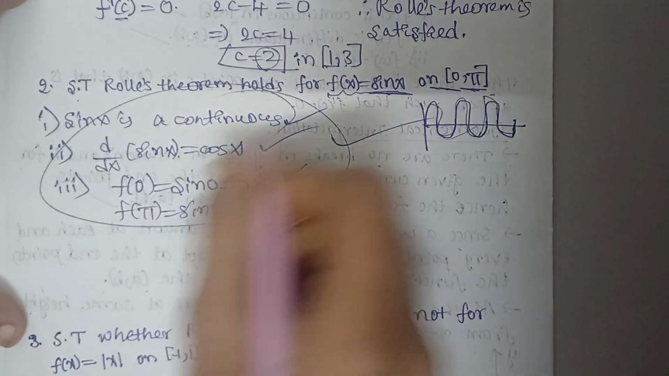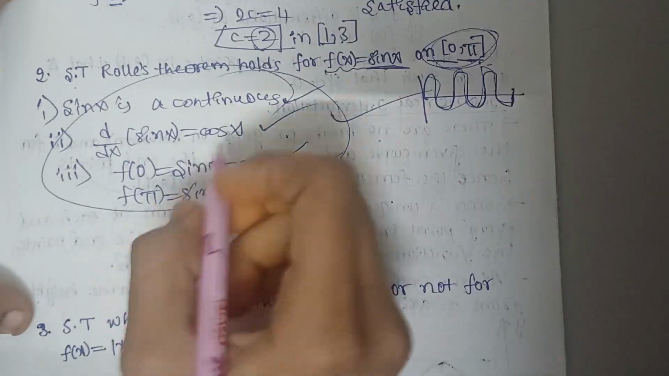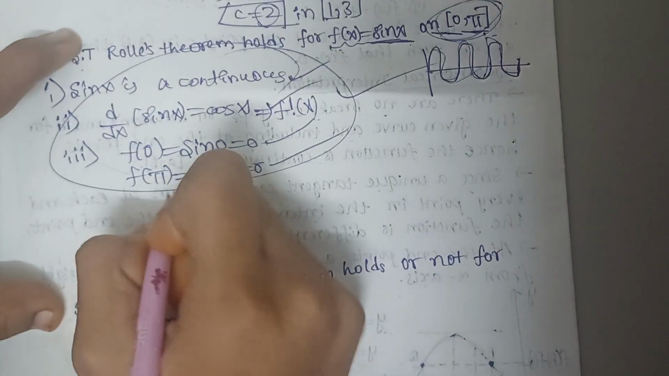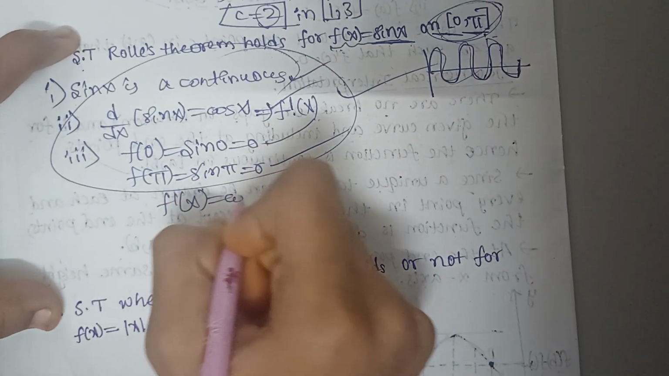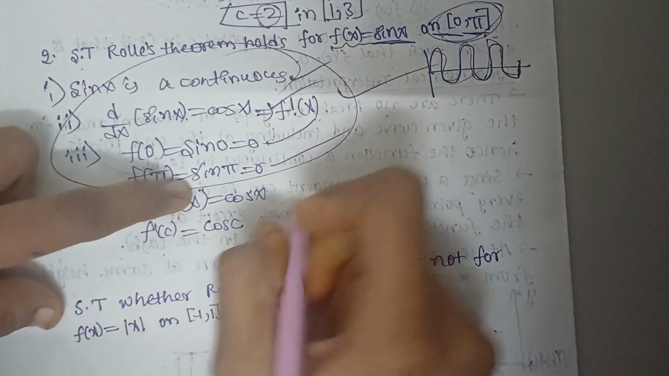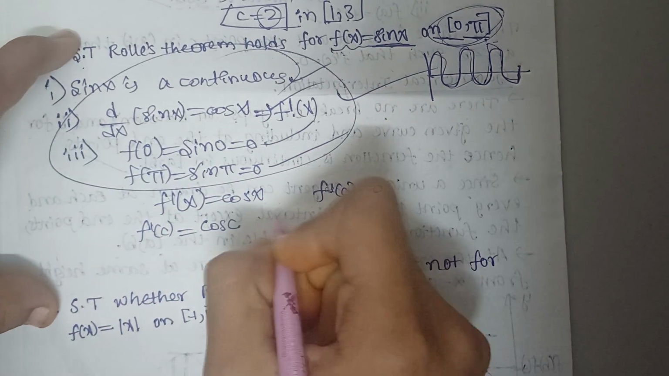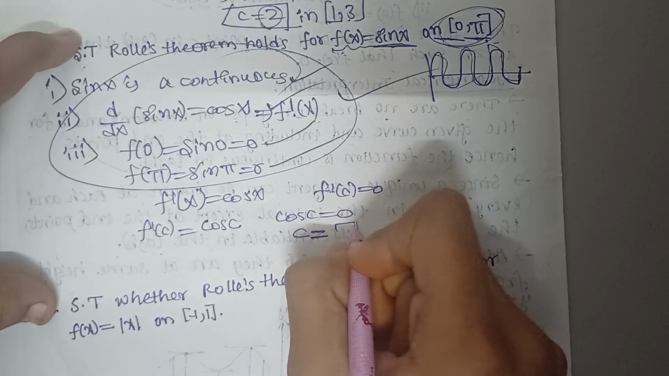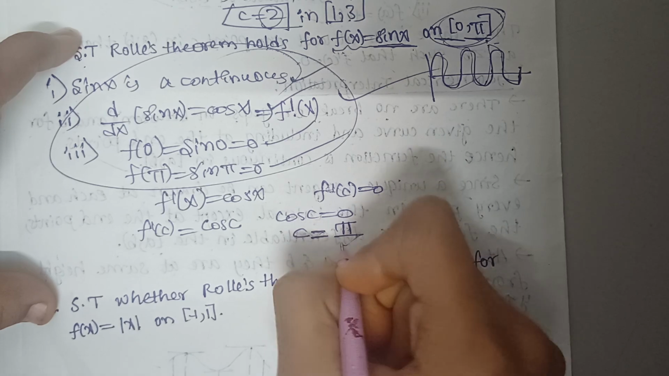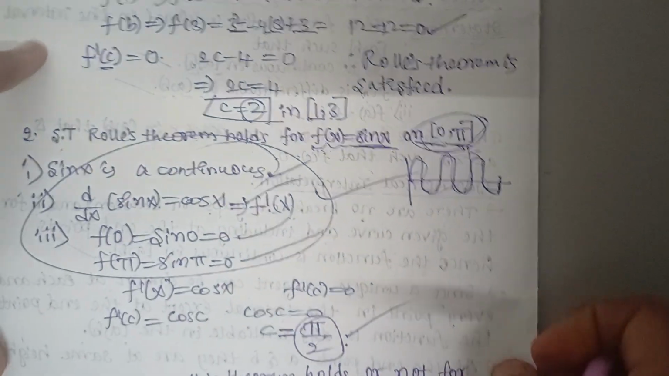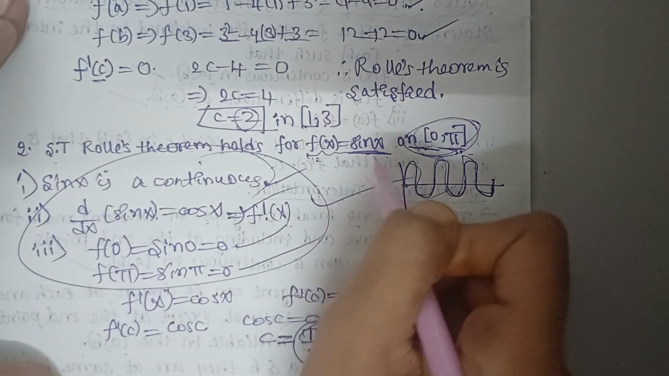Now you have to check whether your point C belongs to this region or not. Since this is your f dash of x, which is nothing but cos x, what is your f dash of C, which is nothing but cos C? Your condition is f dash of C should be equal to 0. That means cos C is equal to 0, which means C is equal to pi by 2, which is in the interval 0 to pi. Again, this Rolle's theorem is verified. That is, you have to write this Rolle's theorem holds for the function f of x is equal to sin x.